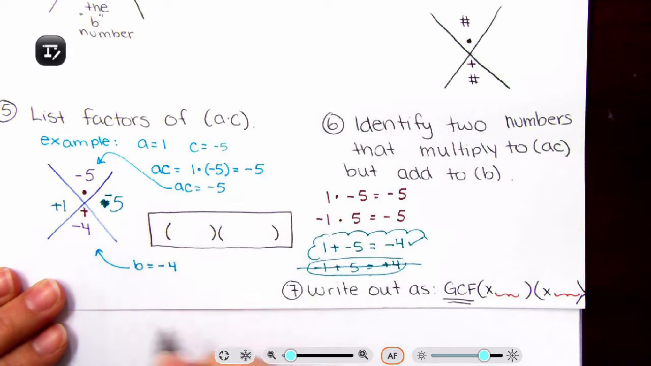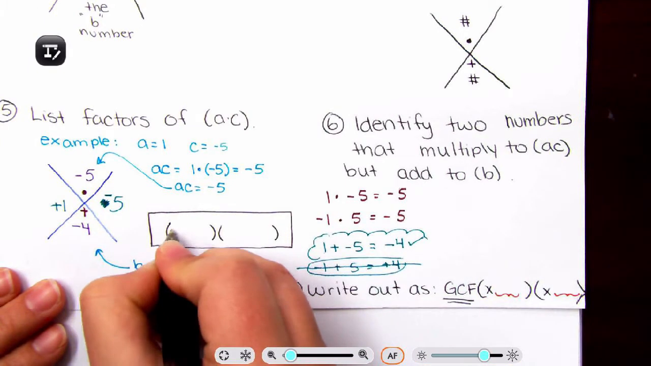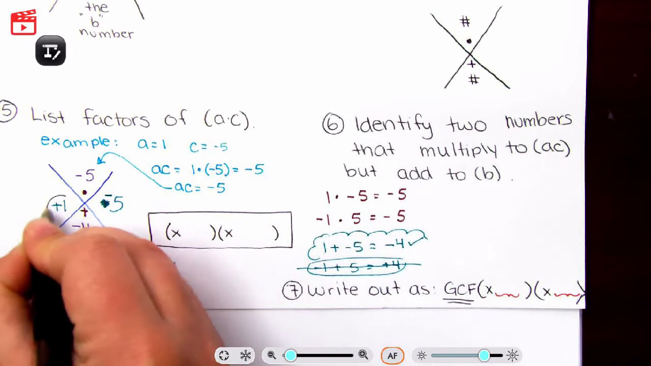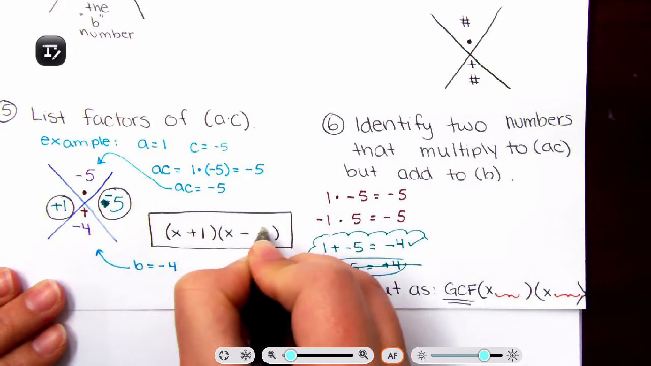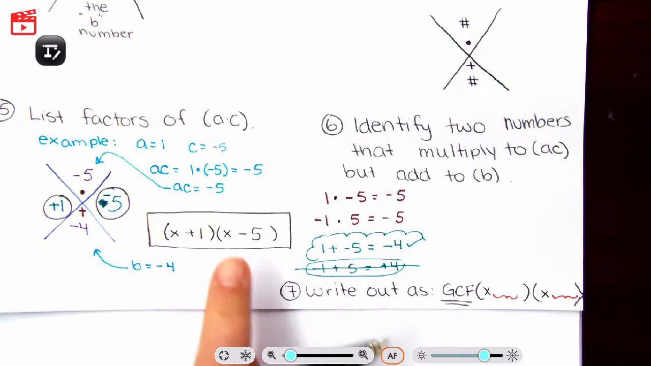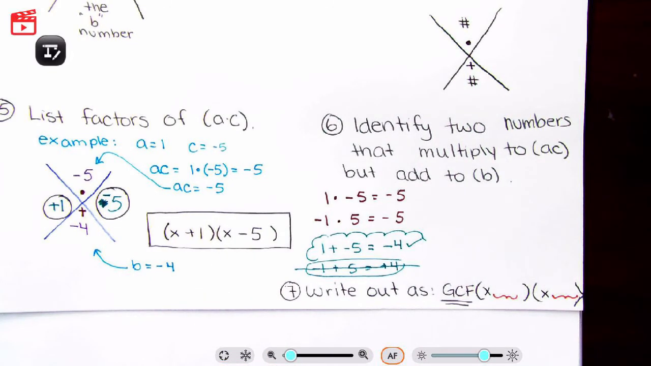You're going to write your variable. In this case, our variable was x. Then I'm going to take my first number, which is plus 1. Then I'm going to take my second number, which is a minus 5, and this would be my answer or my factored form of the given equation or the given expression.